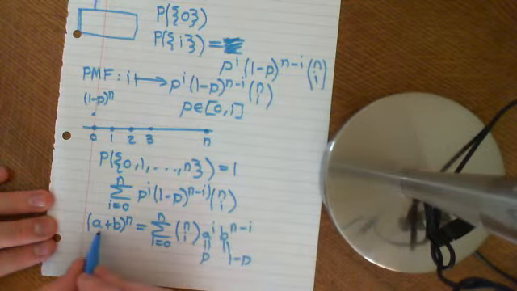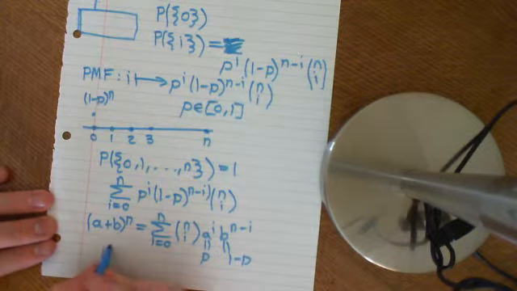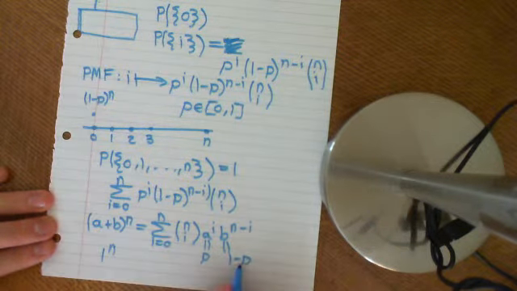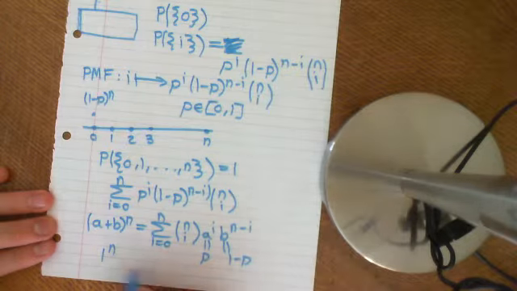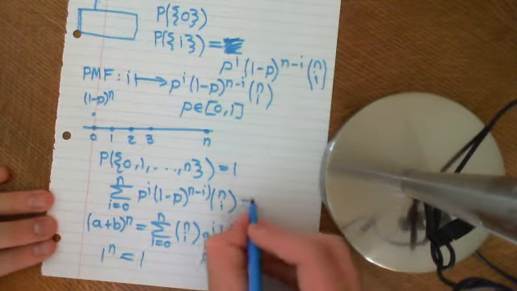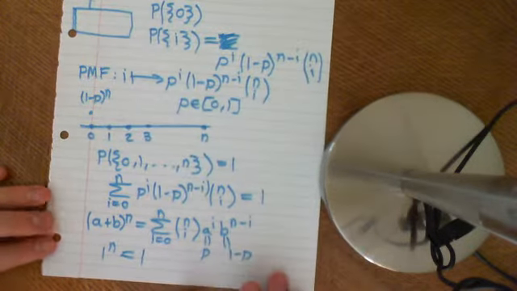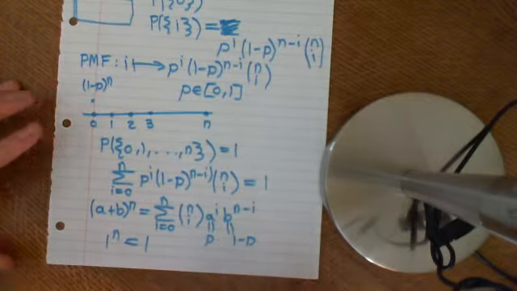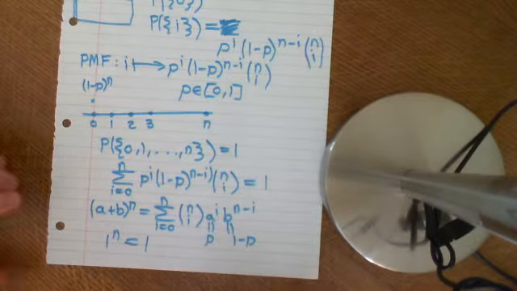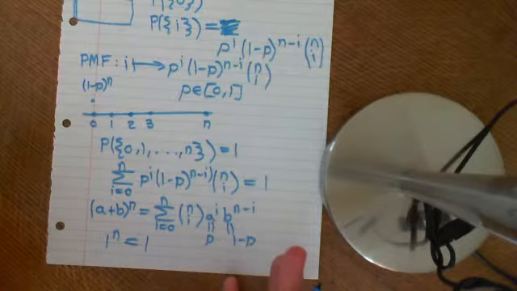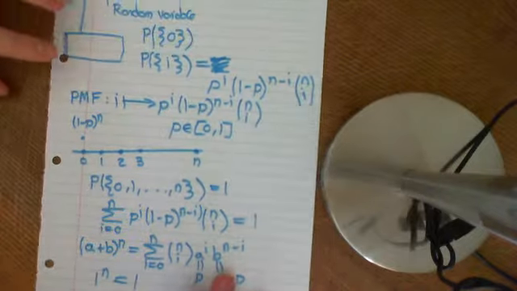So put both of these into here and you will get 1 to the power of n, because p plus 1 minus p is just 1. So that is indeed equal to 1. So this sum is equal to 1. So it is a valid PMF, and basically, that's just the assertion that the binomial distribution is a valid PMF.